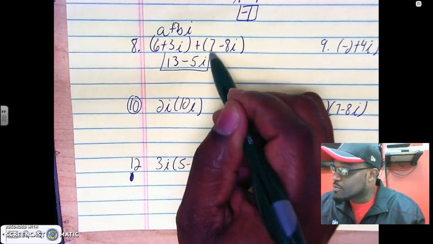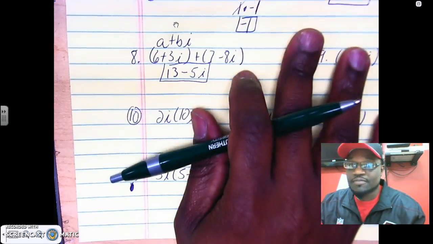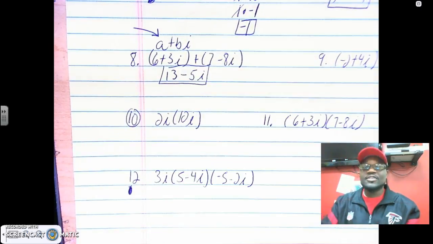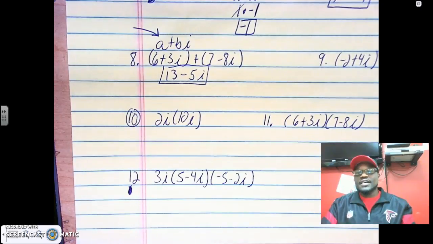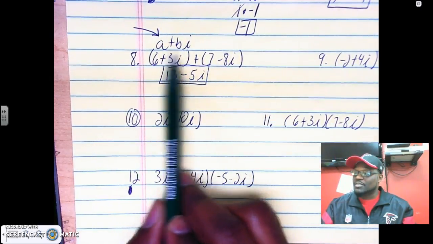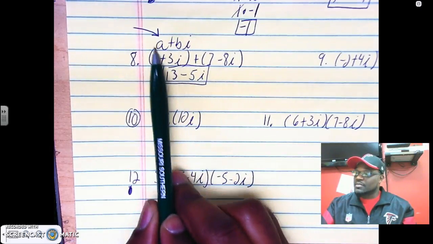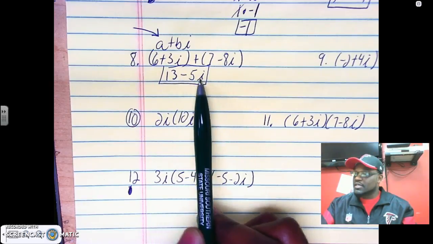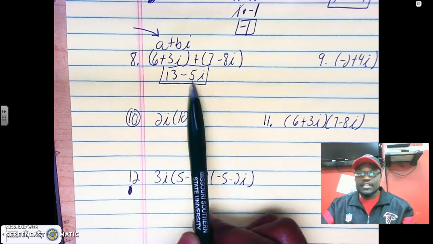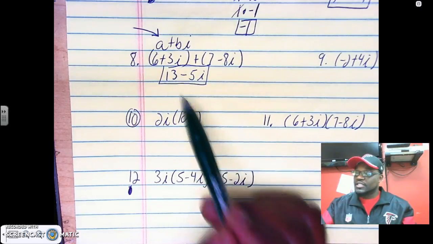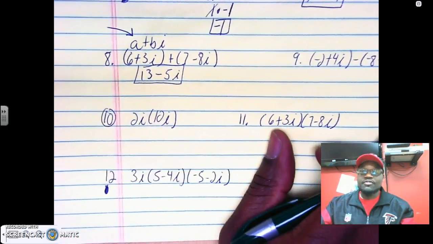And notice how I wrote my answer. Look at this thing right here. It says a plus bi. I didn't write that in the notes, but it's important that you make sure all your answers, if it's a complex number like this, are always the whole number minus or plus the imaginary part. All right, that's how you want to write your answer. Negative 5i plus 13 is the same thing, but it's not the correct form.